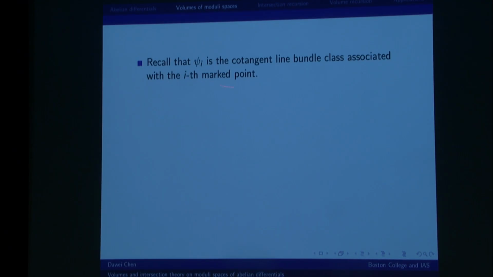It's getting late. Well, I just need to recall. Actually, I don't even need to recall because the psi class is still on the blackboard. So recall that the psi classes are the first Chern classes of the line bundle associated to each marked point. These are the same psi classes. They come from the cotangent spaces at each marked point of the underlying Riemann surfaces. You put them all together to form line bundles on the moduli space and take the first Chern class. I only need one more class, as I promised, to replace the rho or kappa.